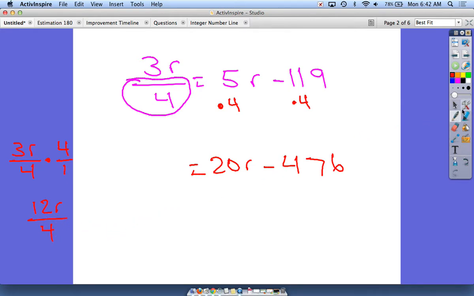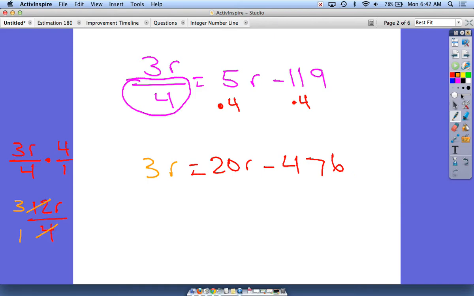Now I just need to divide out anything I can, and I can divide 12 divided by 4. I can simplify it down. So if I do 12 divided by 4, I'm going to get 3. And really it's almost like reducing fractions. It's really like 3 over 1. But 3 over 1 is the same thing as 3 wholes. So this is just going to be 3r equals 20r minus 476.